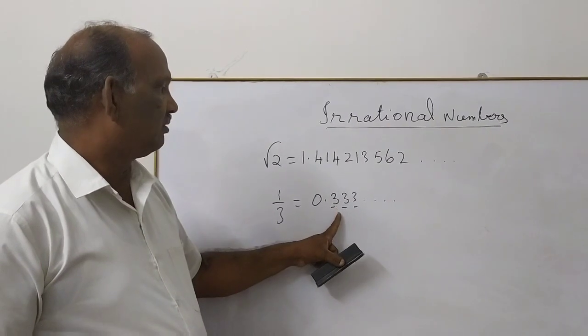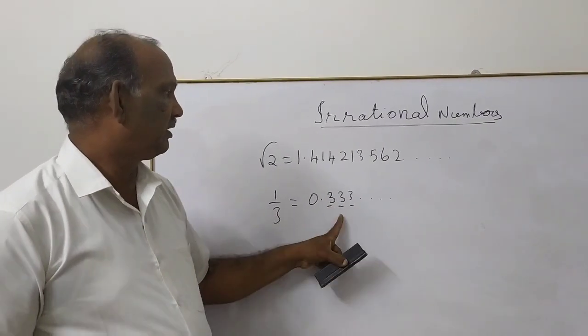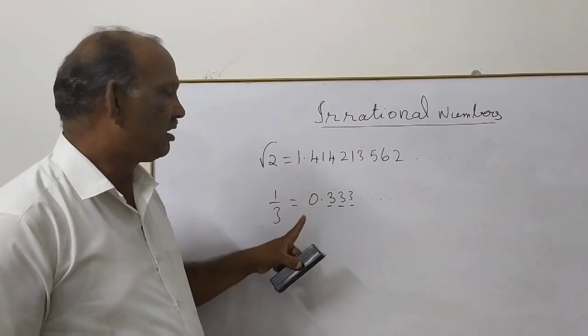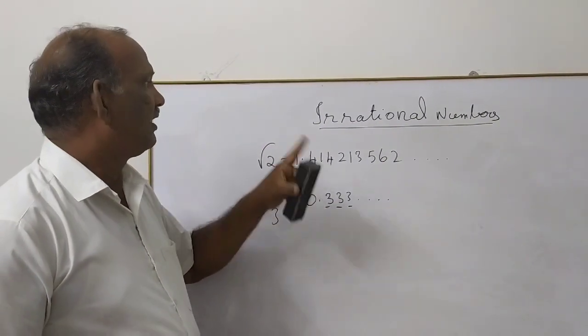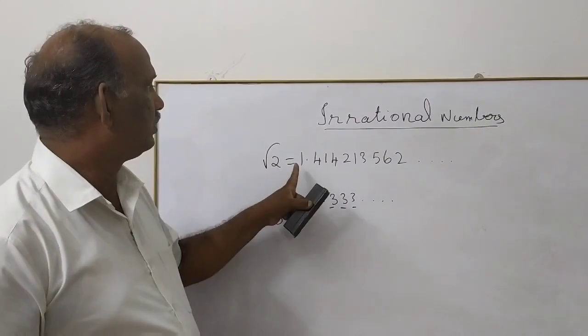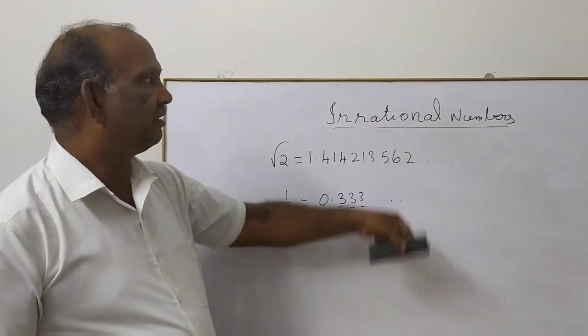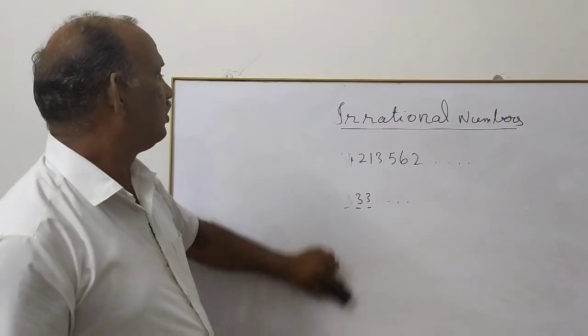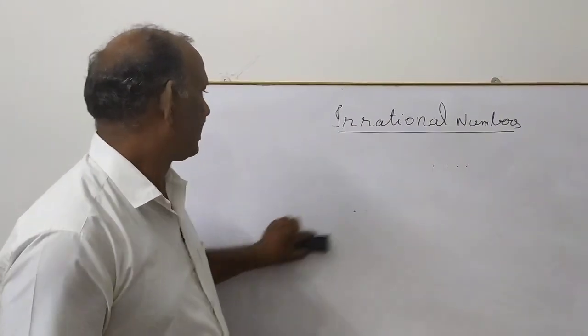Here, 333 is repeating, so it has got a pattern. This is called a rational number, and the other is called an irrational number. We have to prove root 2 is an irrational number. How to prove root 2 is an irrational number?